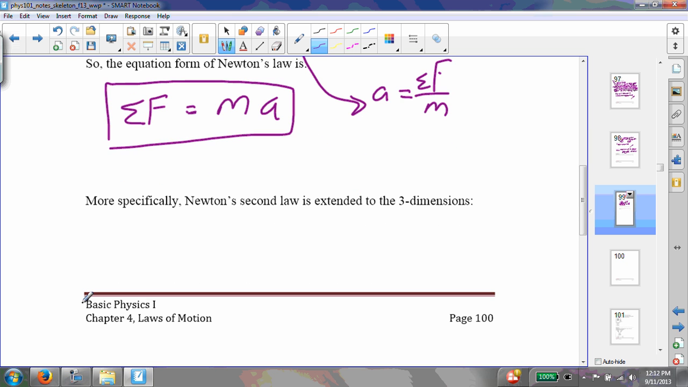Now, more specifically, Newton's second law can extend to 3 dimensions. So, for example, I can have the sum of the forces in the x direction equal to the mass times the acceleration in the x direction. And the sum of the forces in the y direction will equal the mass times the acceleration in the y direction. You can also apply it to the z direction as well.